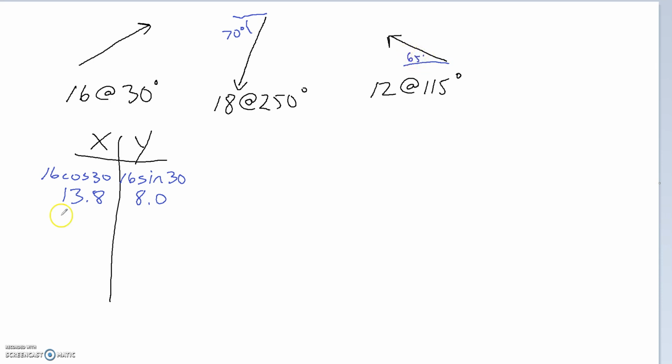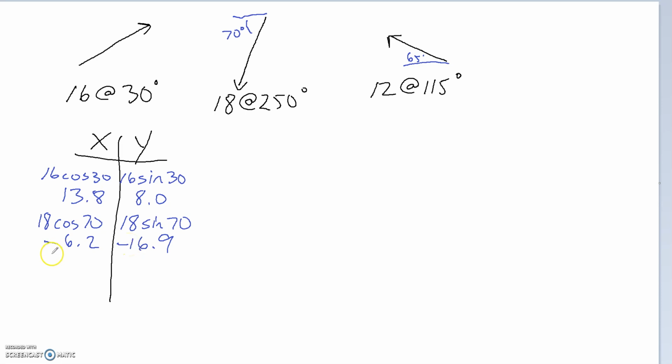So for my second one, I will do a calculation of 18 cos 70 degrees and 18 sine 70 degrees because I like to use the smaller angles. And that gives me a value of 6.2 and 16.9. Now, since it's going left, I'm going to make my X component negative, and since it's going down, I'm going to make my Y component negative.